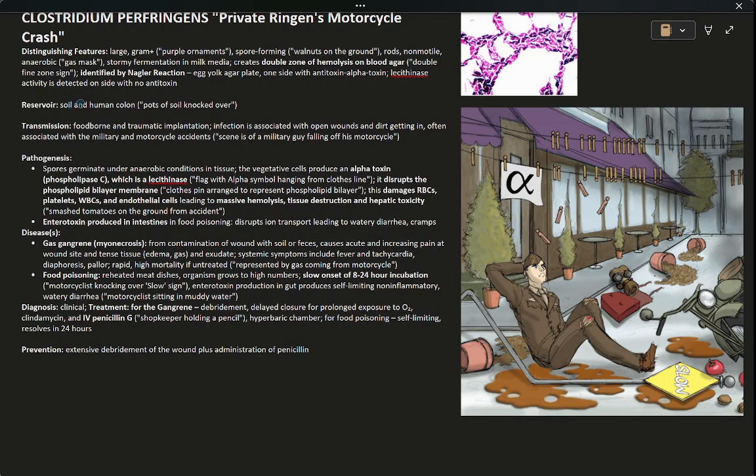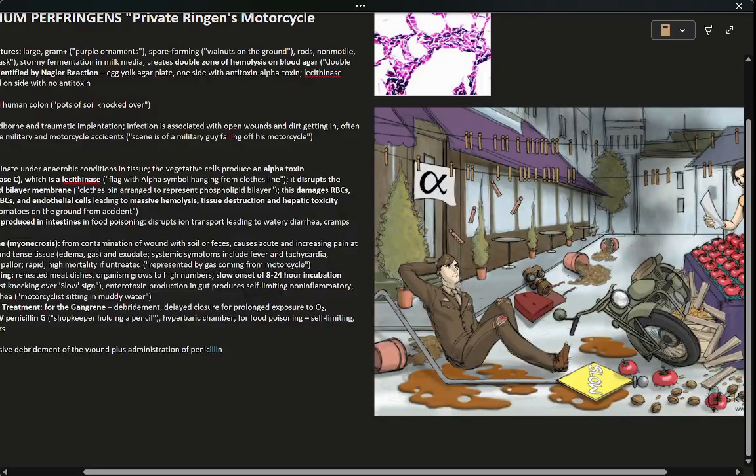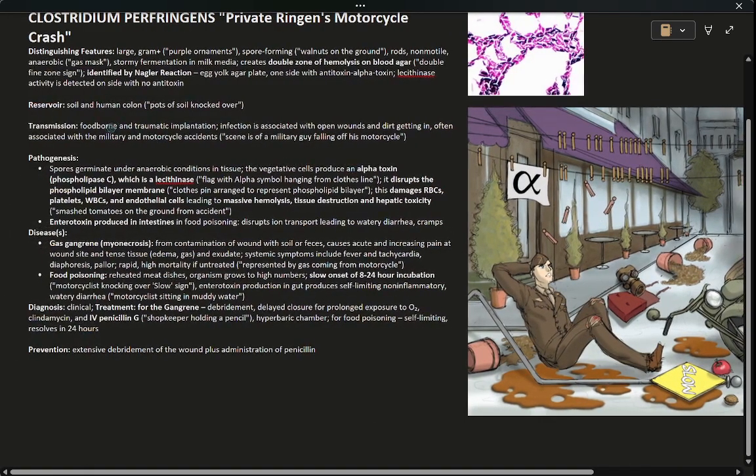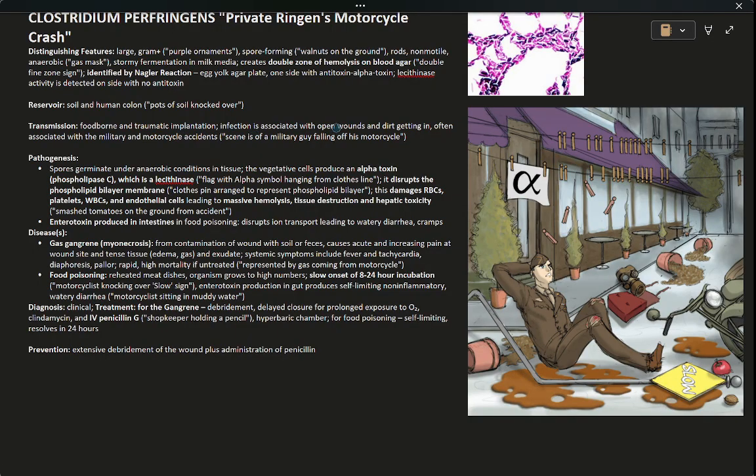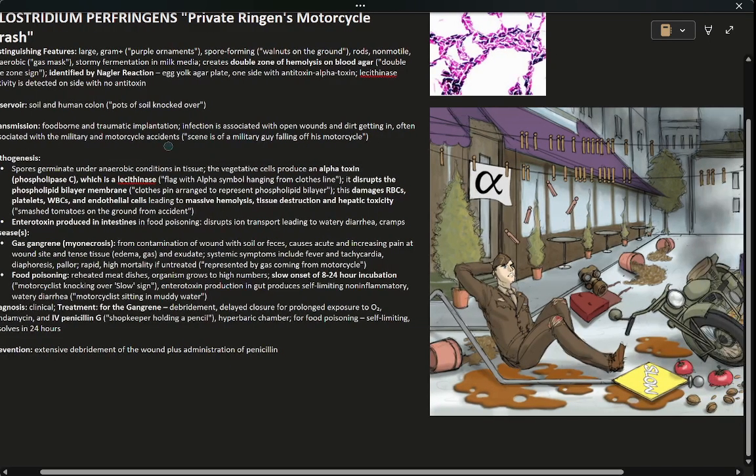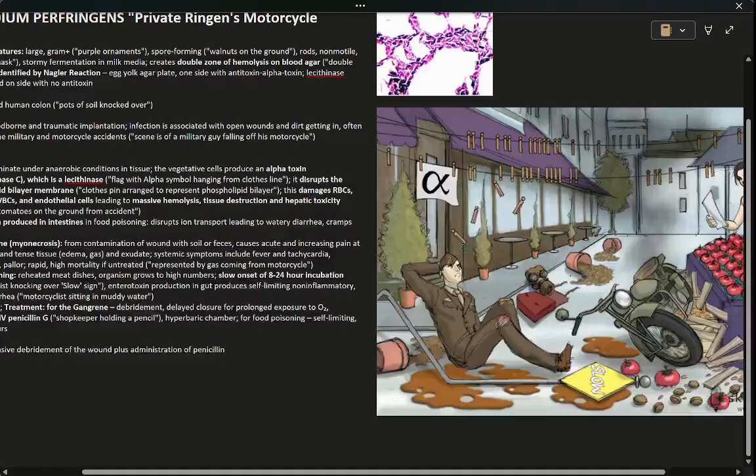So, moving on to the reservoir, the bacteria can be found in the soil and human colon. So think about the pots of soil knocked over here. And then the transmission is through foodborne and traumatic implantation. In fact, the infection is associated with open wounds and dirt getting in. So that is why it is often associated with the military and motorcycle accidents. You can remember this by thinking of the scene of a military guy falling off of his motorcycle, as shown over here.